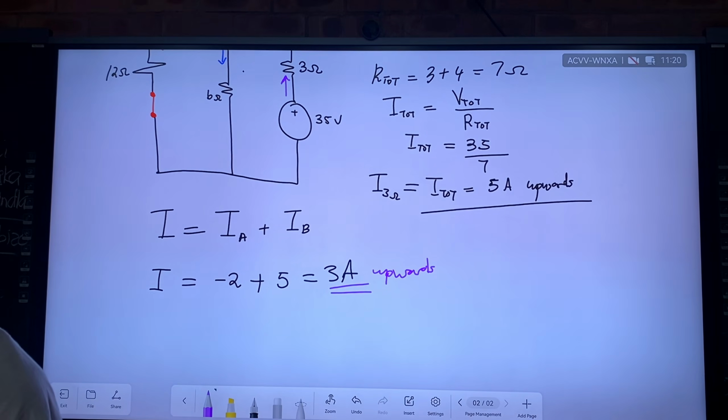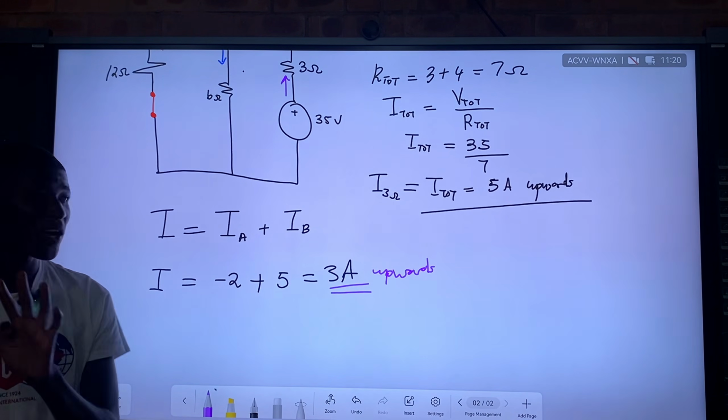I-problem ye-superposition that was in the class test. Hayi ngathi abayifuni. Osiyenzi? All right. In the class test, we had a superposition problem like this. And they were asking 6 questions, 12 marks.